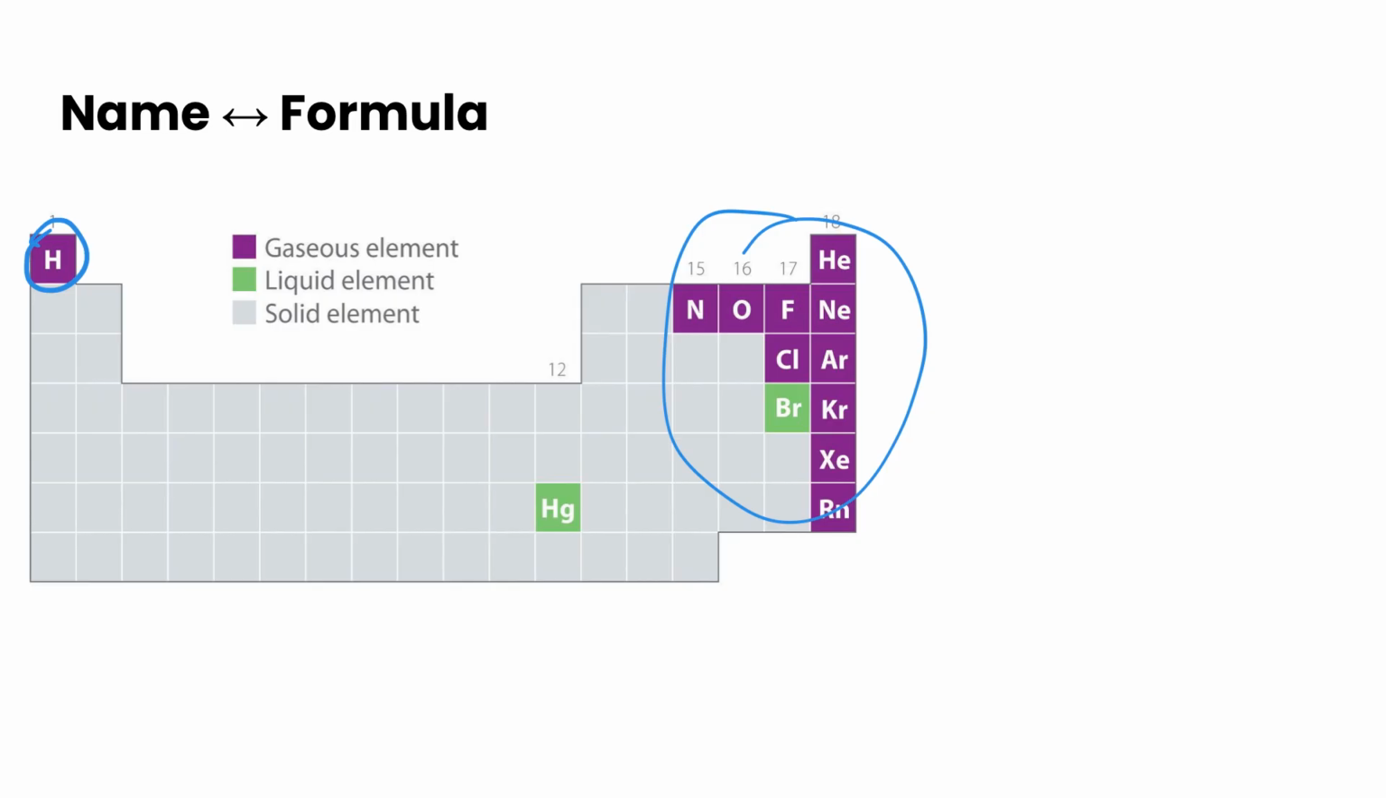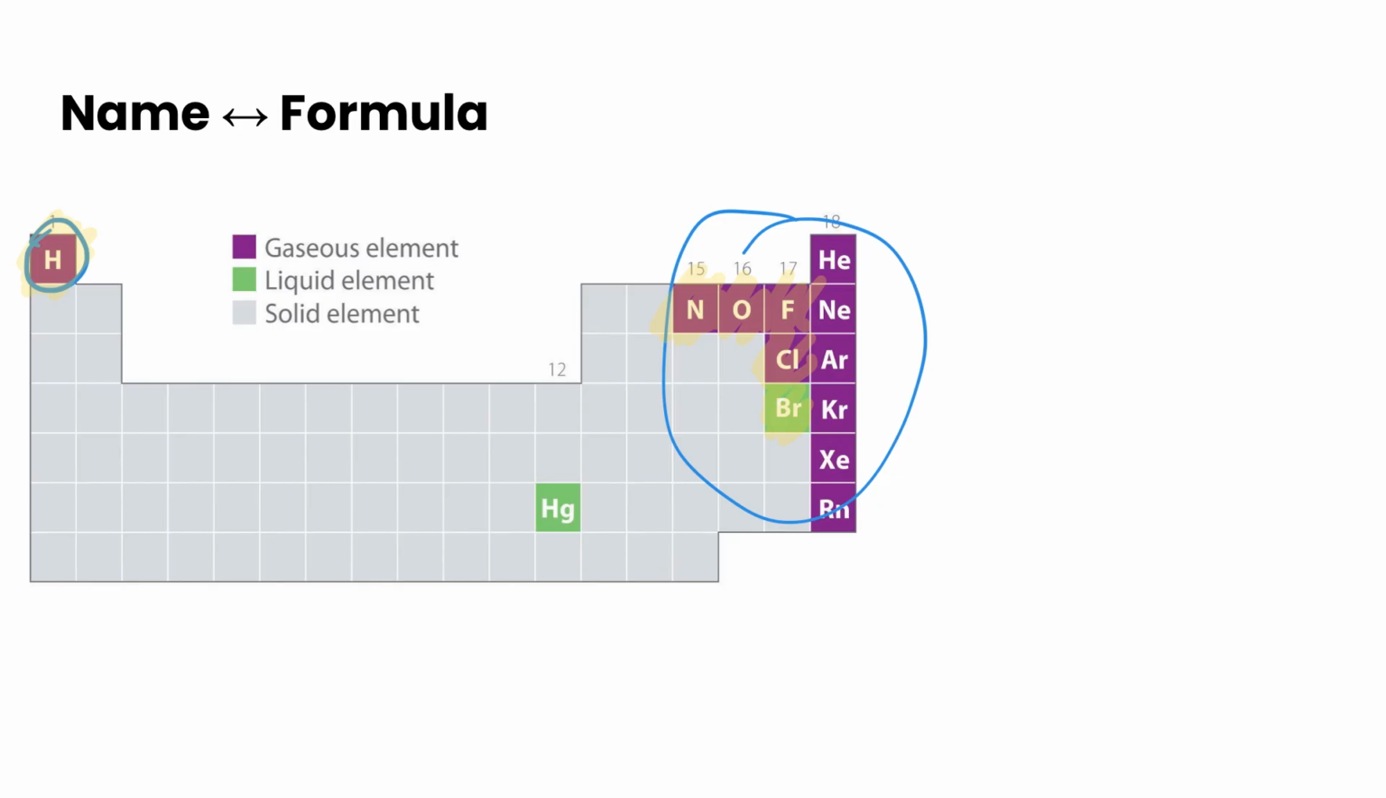And those are, let's maybe get out a highlighter here and highlight those in yellow. So hydrogen, nitrogen, oxygen, fluorine, chlorine, and bromine, but it's not a gas. Regardless, it is also diatomic. If it is not one of those elements, it's monoatomic, meaning it is just by itself.